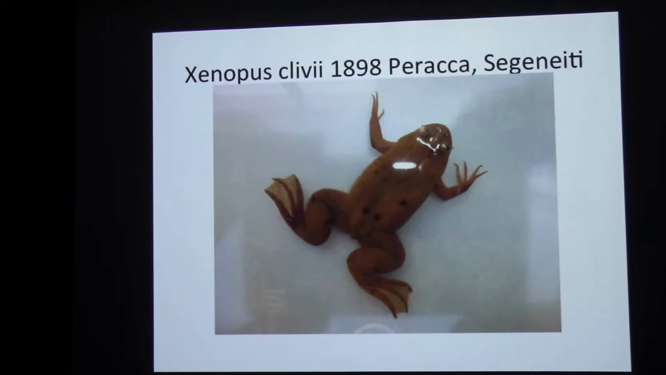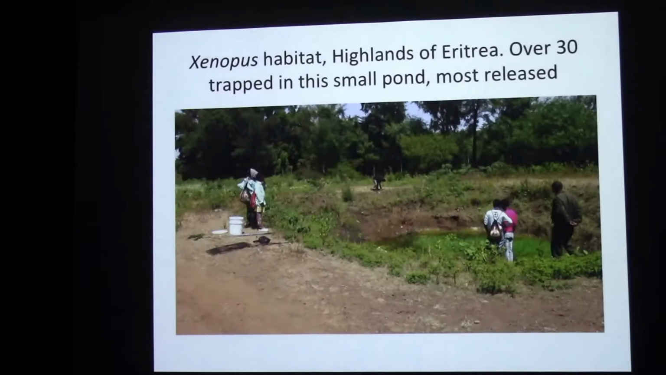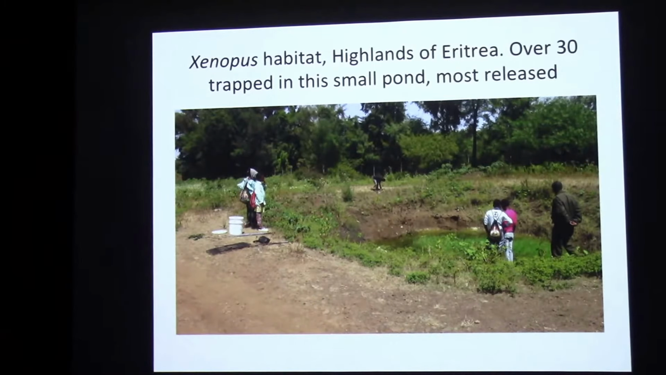This species, although first described from the Eritrean highlands, has also been found in the adjacent Ethiopian highlands. He had samples from Ethiopia, but this was the first, I think, anybody had gotten with tissues from the historic type locality at Seganeiti. And these are these clawed frogs.